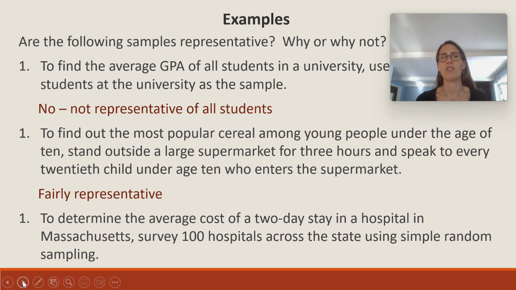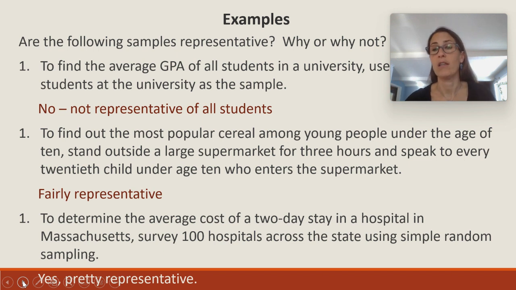So it's fairly representative, but probably not super representative. To determine the average cost of a 2-day stay in a hospital in Massachusetts, survey 100 hospitals across the state using simple random sampling. So that's pretty representative. You're looking at hospitals across the state, using simple random sampling to pick 100 of them, and then you find out the average cost of those 2-day stays. So that should be pretty representative.